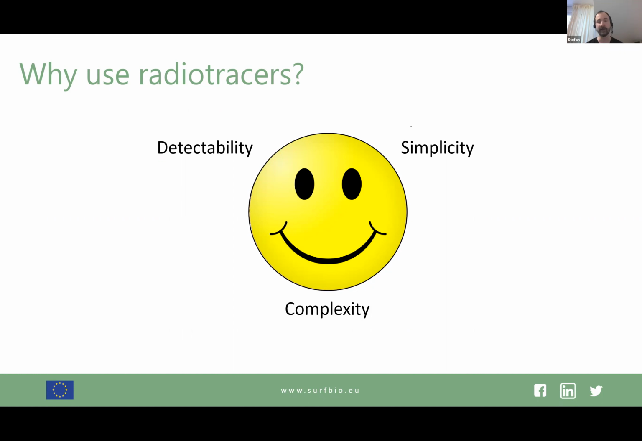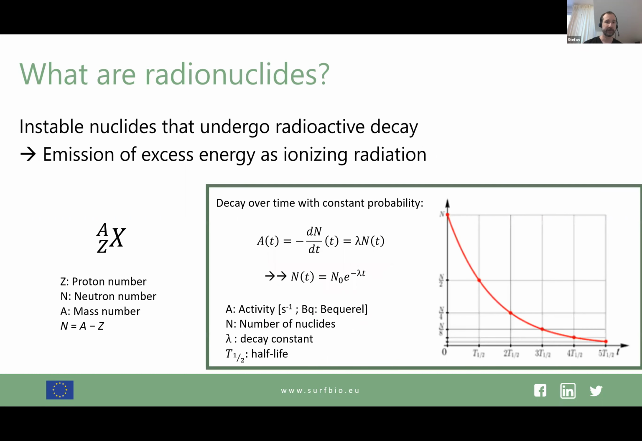From now on, I will tell you how to use them, where they come from, what they are foremost, how to handle them, and give you an introduction of what you can do with them on the basis of a few examples. So first of all, what are these radionuclides? What are radio tracers? You might be familiar with this. These are unstable nuclides, or atoms with unstable nuclei, that undergo radioactive decay.